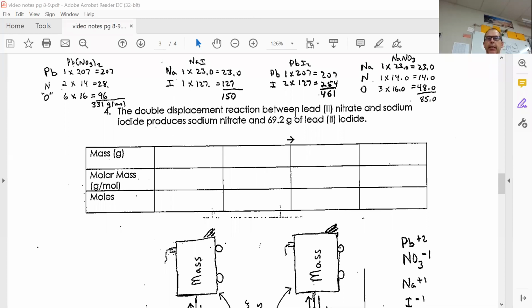It says lead nitrate. So I'm going to write the formula for lead here. It's Pb. And I have nitrate, which is NO3. That 3 should be a subscript. And I'm going to put a 2 behind it. And here's why. It says lead 2, so lead has a charge of plus 2.